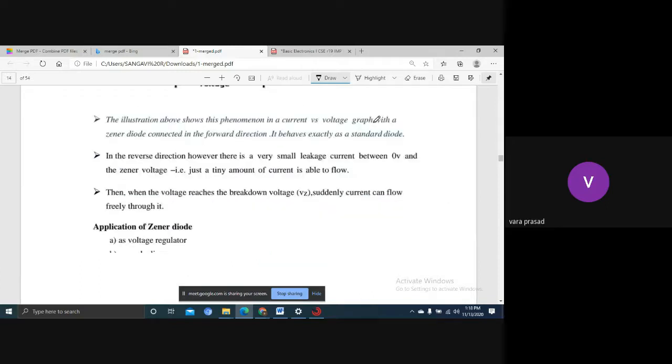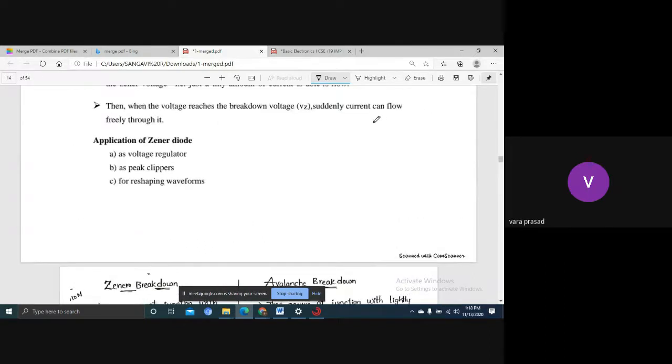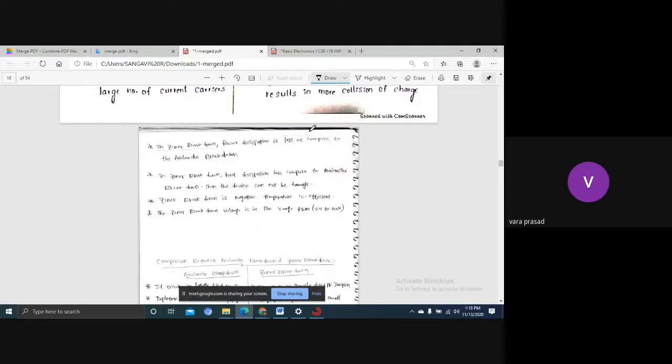Like this. Okay, this is about Zener diode and PN junction diode. Okay, next, Zener breakdown, avalanche breakdown. This you don't write, I will show it to you. This also don't write.